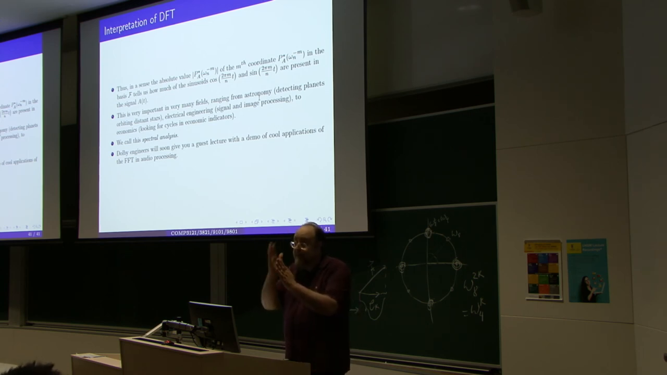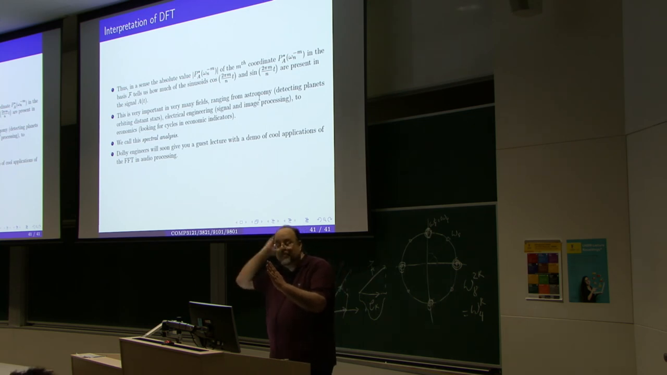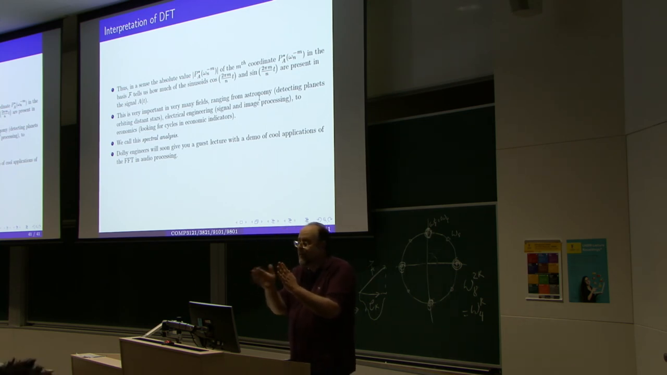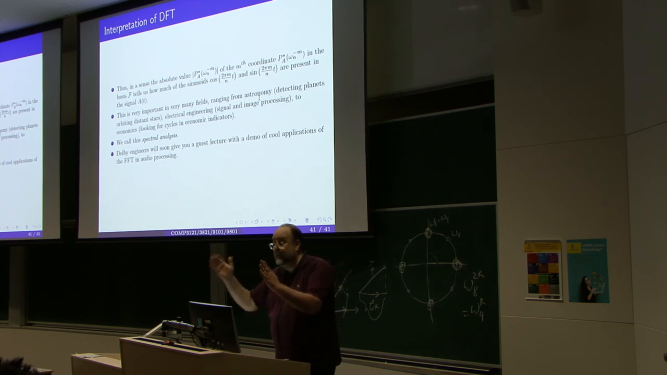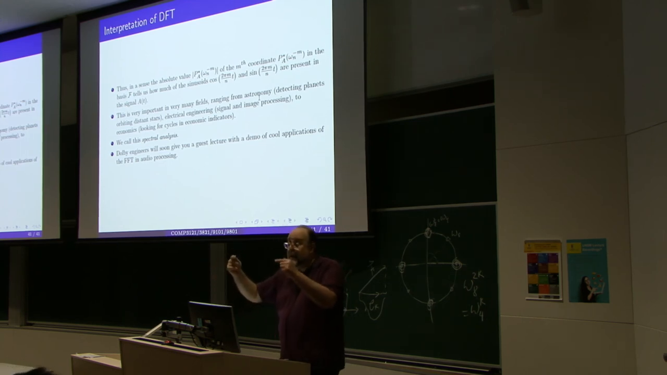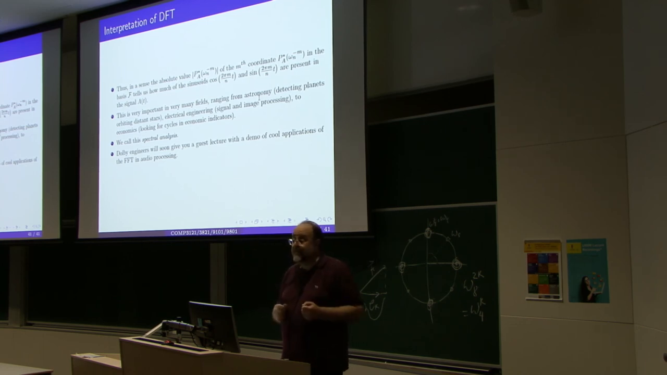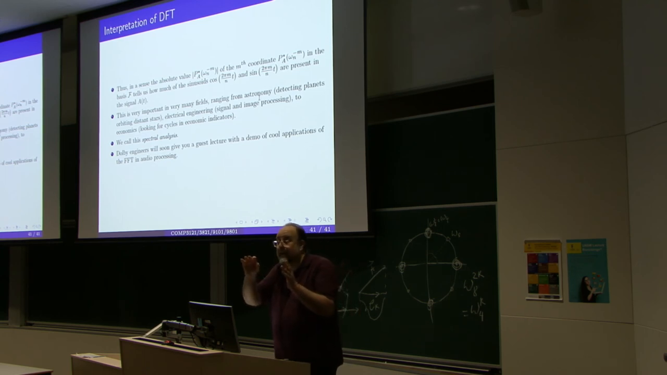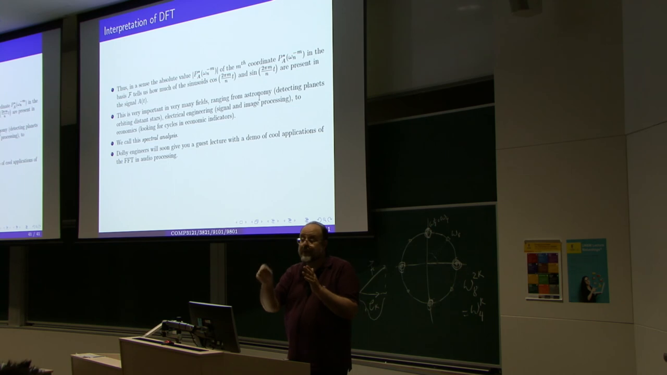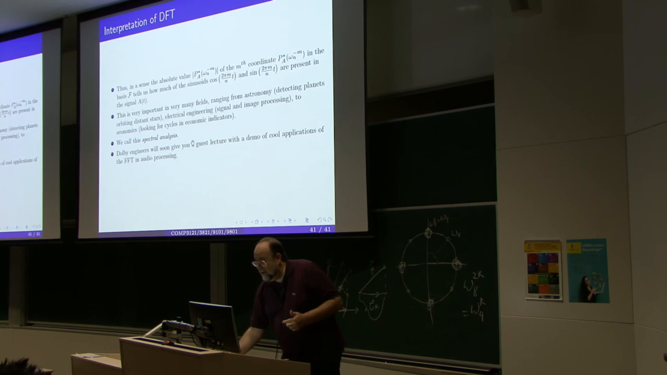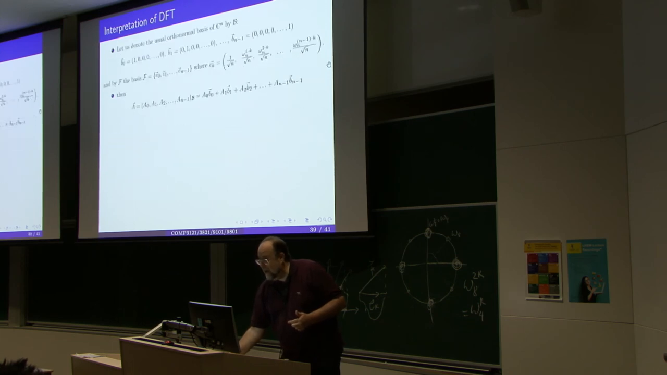by sampling sufficiently fast, the Dolby engineers will explain to you how fast. If you sample this sound fast enough, and then you compute the discrete Fourier transform, the absolute value will be almost zero everywhere, and then a spike at the frequency of the tone that you played. So you see, that's the reason why we use this strange basis.